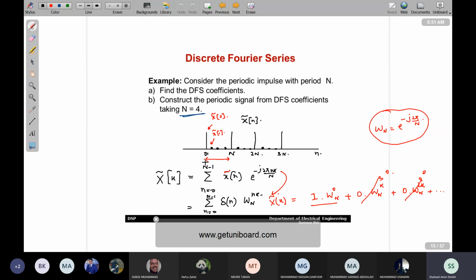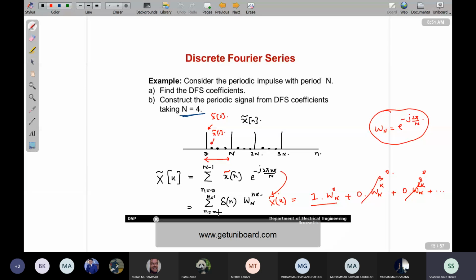So this is one period. X tilde of n exponential minus j2 pi nk over N, and x tilde of n is 1 in this zone, n is equal to 0 to N minus 1, so that's equal to delta of n, and that's W_N^nk. This expression can be written in this form. So finally x tilde of k will be equal to 1 into W_N^0.